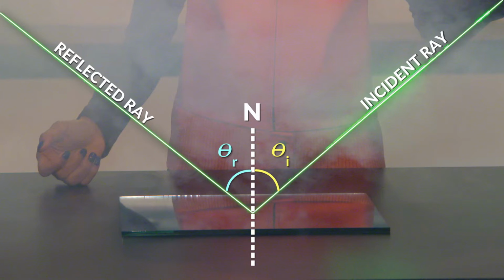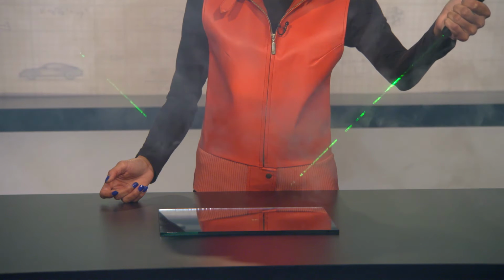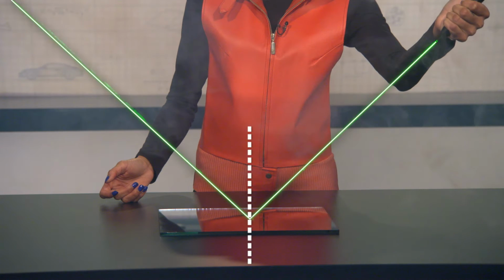Remember that according to the law of reflection, the angle of incidence equals the angle of reflection. Because of this, the normal line divides the angle between the incident ray and the reflected ray into two equal angles. If I shine this laser pointer at an angle of 45 degrees from the normal line, the reflected ray will also be 45 degrees from the normal line. Makes sense, right?